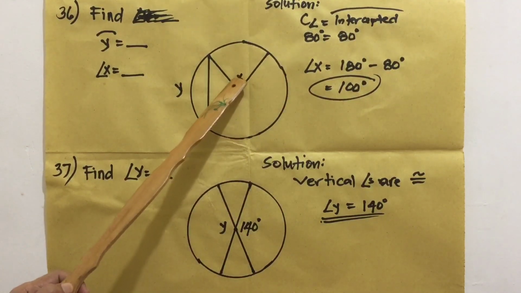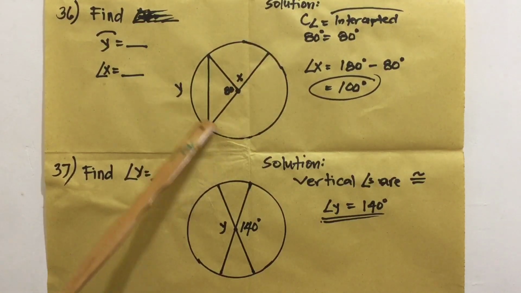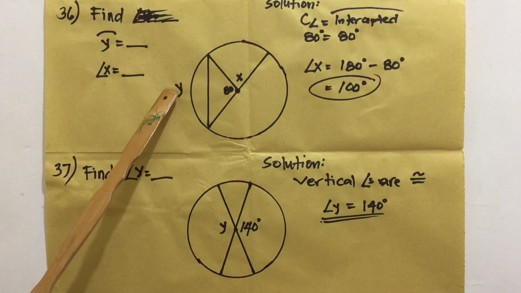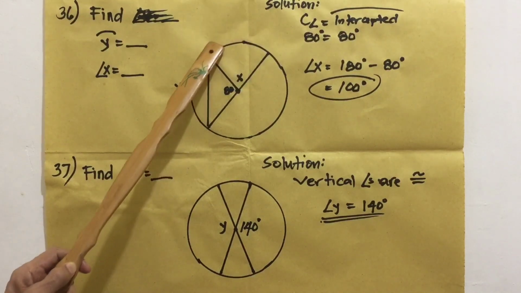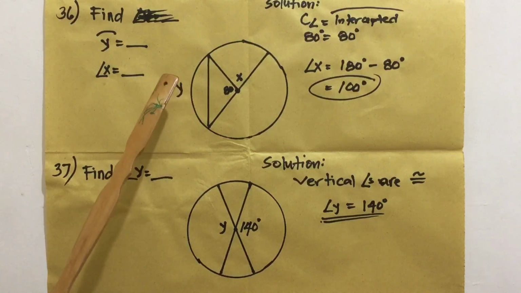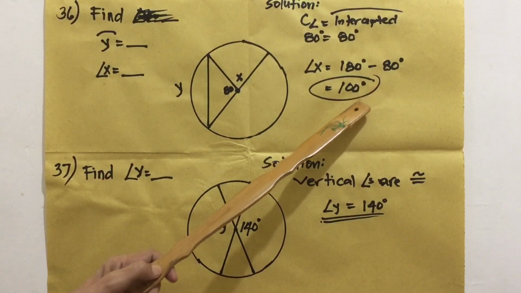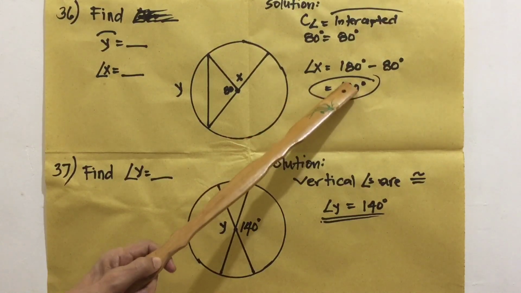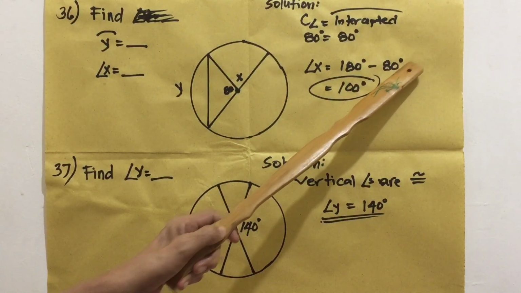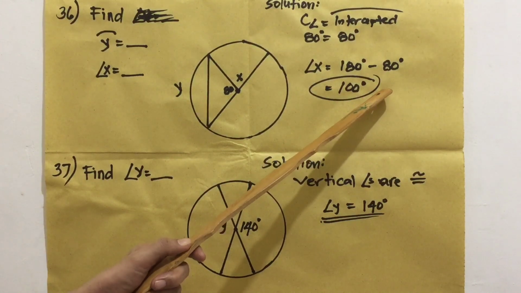Next, we are going to find this angle x. So angle x here, this is a semicircle. Since we know the value of y is 80 degrees, the semicircle is 180 degrees minus 80 degrees, so we have 100 degrees, our answer for angle x. So our computation is 180 degrees minus 80 degrees, and from here, angle x is equal to 100 degrees.